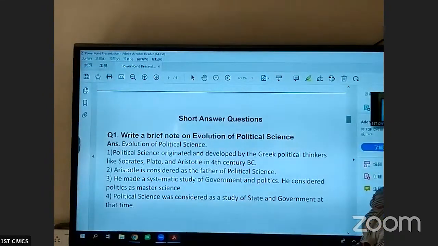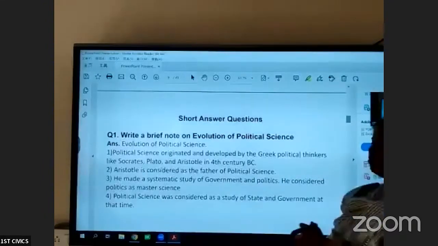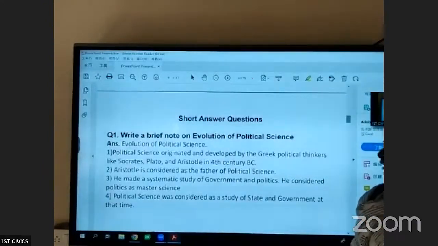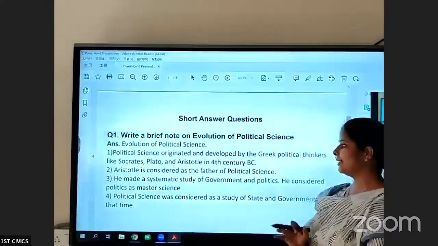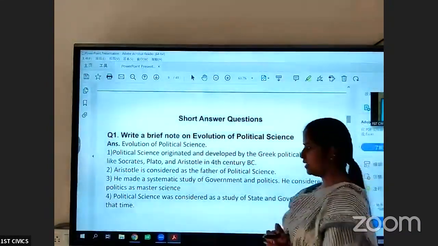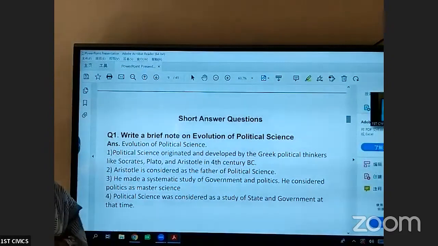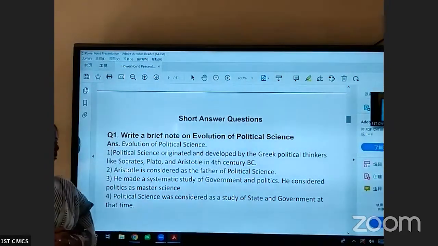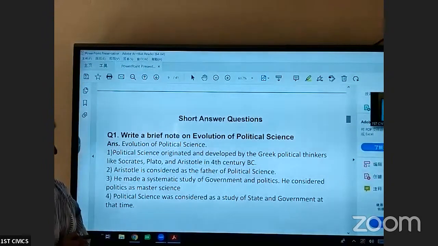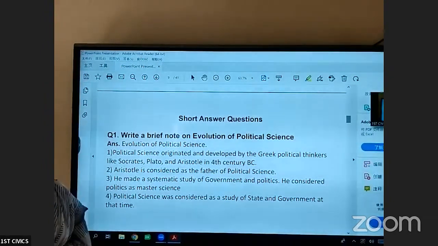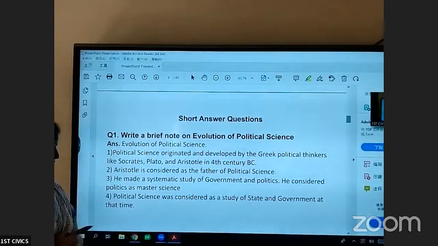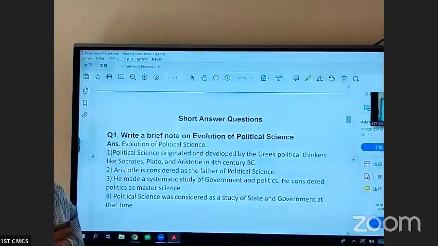The first one is the evolution of political science, how political science has evolved. Evolved means developed. Political science originated in Greek city-states. Political thinkers like Socrates, Plato, and Aristotle developed this subject in the 4th century BC. Aristotle is considered the father of political science. As I told you, he did a systematic study of government and politics. For that reason, he is called the father of political science, and he considered politics a master science. So political science was considered a study of state and government at that time.